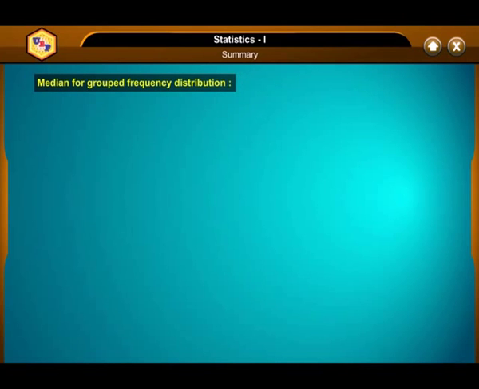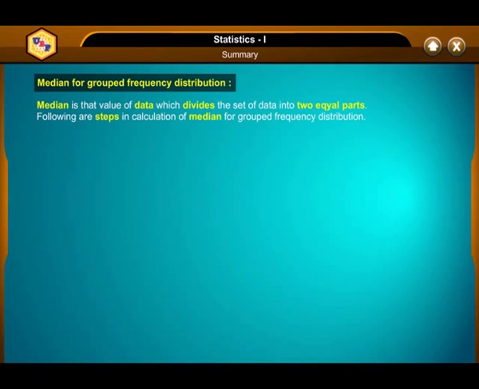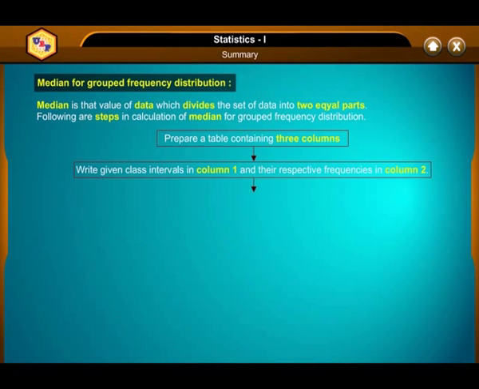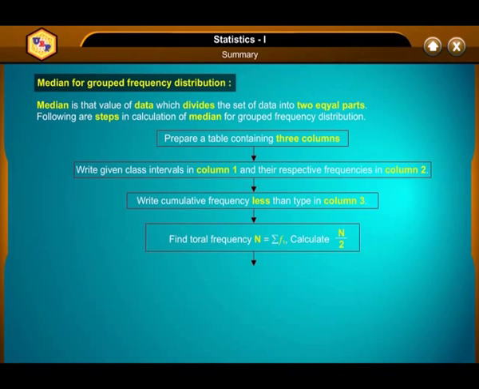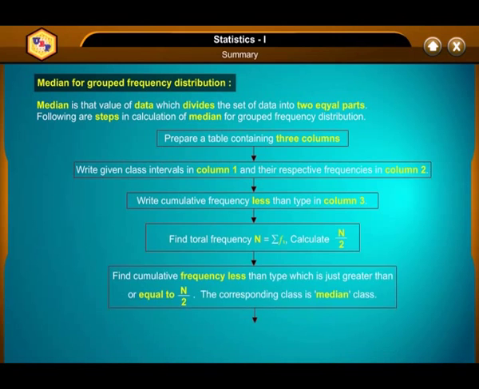Median for grouped frequency distribution. Median is that value of data which divides the set of data into two equal parts. Following are the steps in calculation of median for grouped frequency distribution. Prepare a table containing 3 columns. Write the given class intervals in column 1 and their respective frequencies in column 2. Write cumulative frequencies of less than type in column 3. Find total frequency n equal to summation fi, and calculate n upon 2. Find the cumulative frequency of less than type which is just greater than or equal to n upon 2. The corresponding class is the median class.